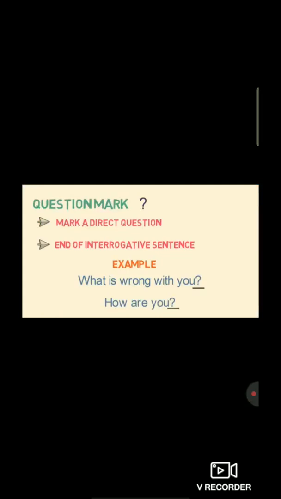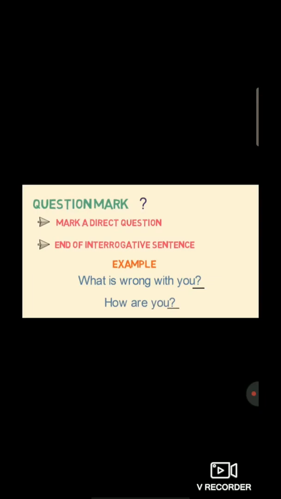So now students, in the pic which is flashed, as you can see some points are written, right? The very first point, it is used to mark a direct question. Second one, it is used at the end of an interrogative sentence. For example, the very first one, what is wrong with you? Question mark. Second point, how are you? Again there is a question mark. Students, notice the end with the question mark symbol. Where I have put the dash, there is a question mark. So this is how we use the question mark punctuation.